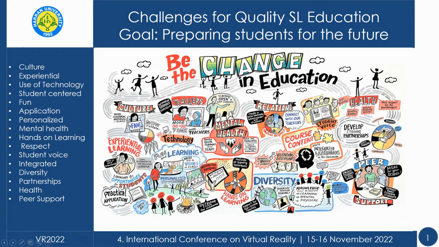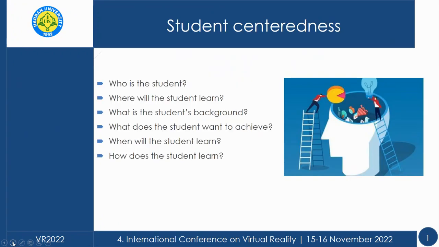Most of these are focusing on including the student, his mental health, his health. We want to hear his voice. We want to develop a partnership. Those are the challenges that we have. Now, before we go any further in addressing the challenges, we need to ask, who is the student? How does the student learn? If we want to achieve quality learning for him, we need to know who he is and how he learns.